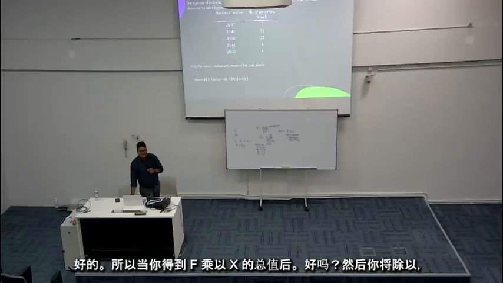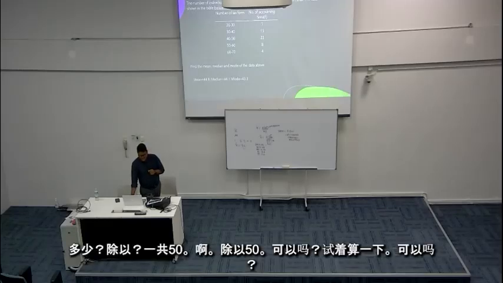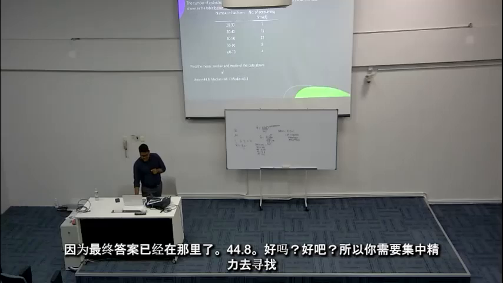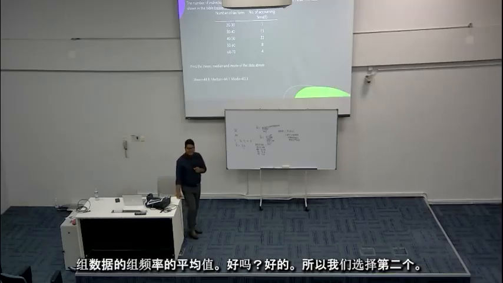Alright, so after you get the total value of f multiplied by x, then you will divide by how many? Divide by 50 altogether. Divided by 50. Okay, try to calculate this one, because the final answer is already there, 44.8. So you need to focus on finding the mean for grouped frequency or grouped data.